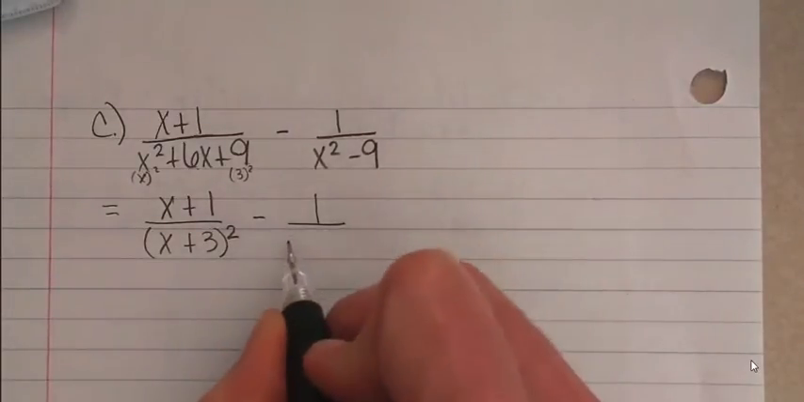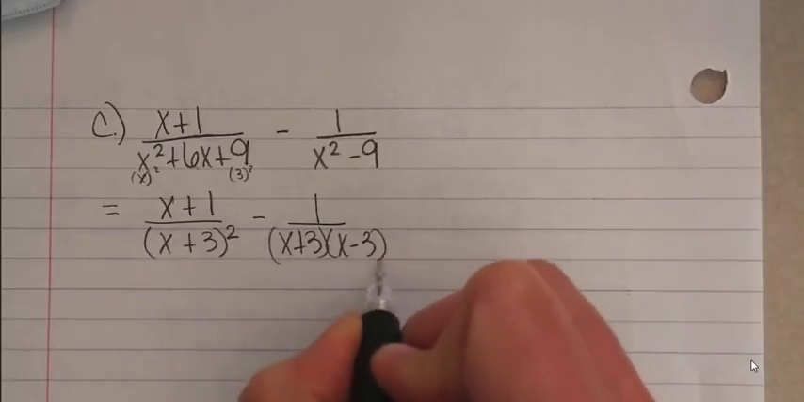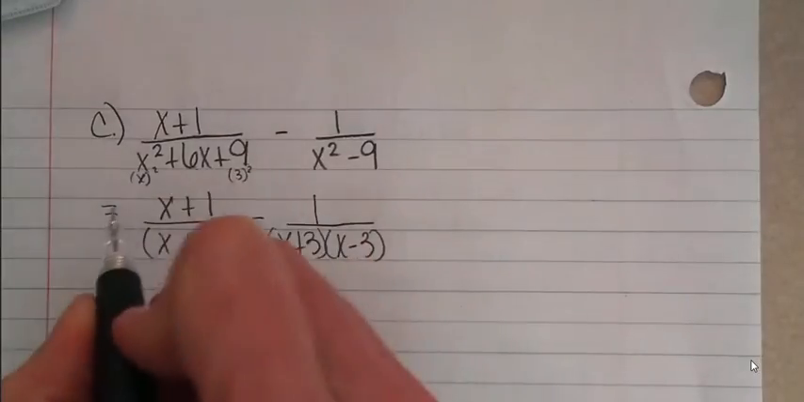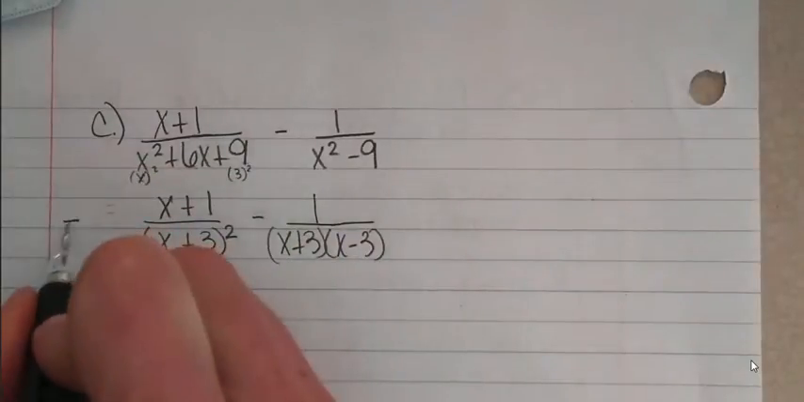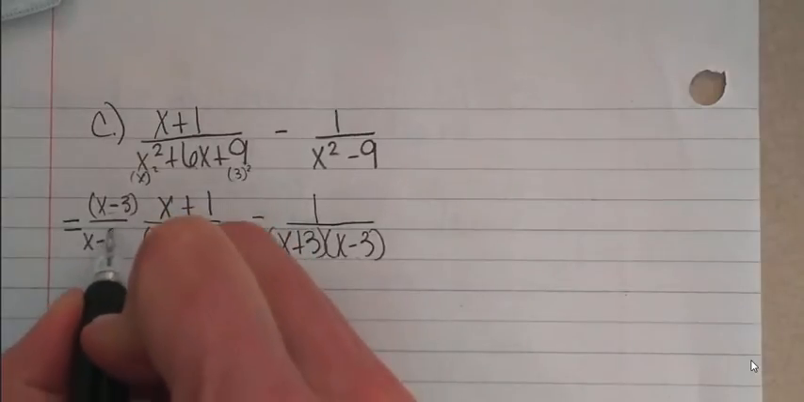Now over here, I've got an x plus 3 and an x minus 3 because I've got a difference of two squares, so I factored into a sum and difference pattern. So what's missing here? Well, it looks like on this side I'm missing an x minus 3. So I'm going to need to multiply. Maybe I should write my equal sign out here a little bit more. I'm going to multiply this side by (x minus 3) over (x minus 3).